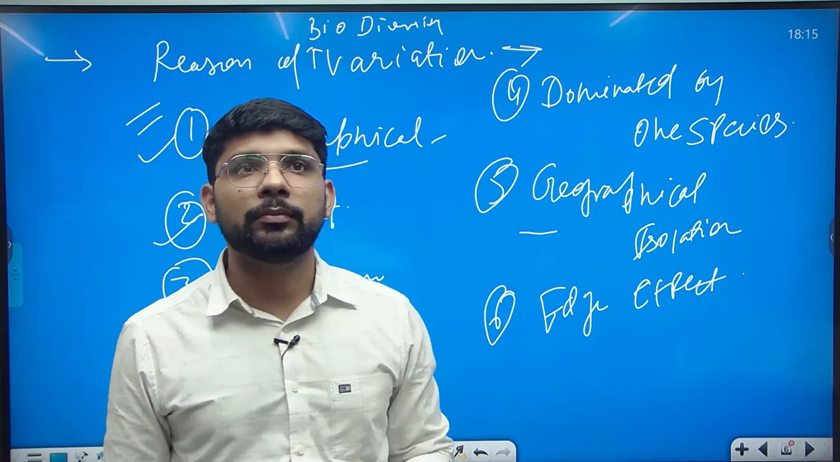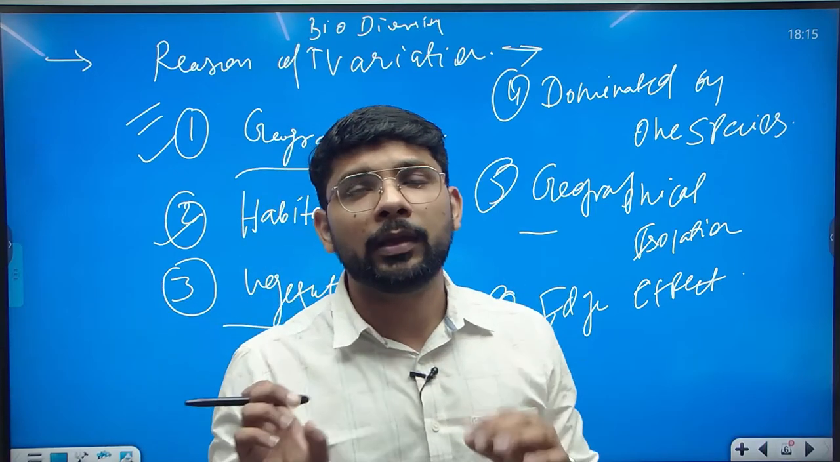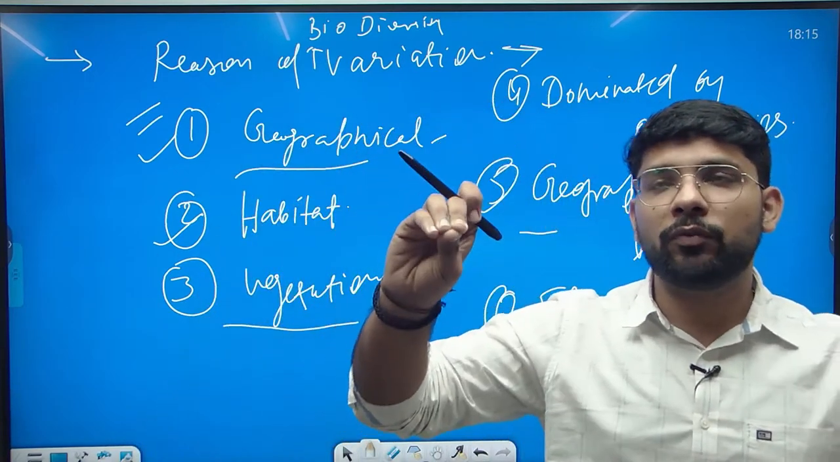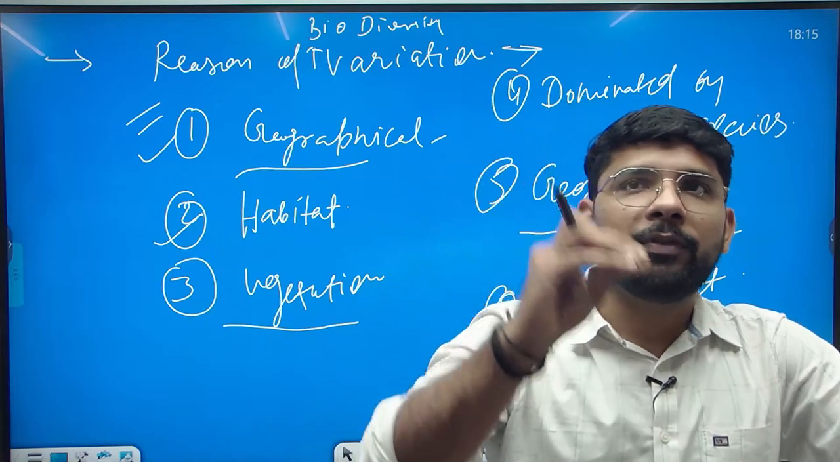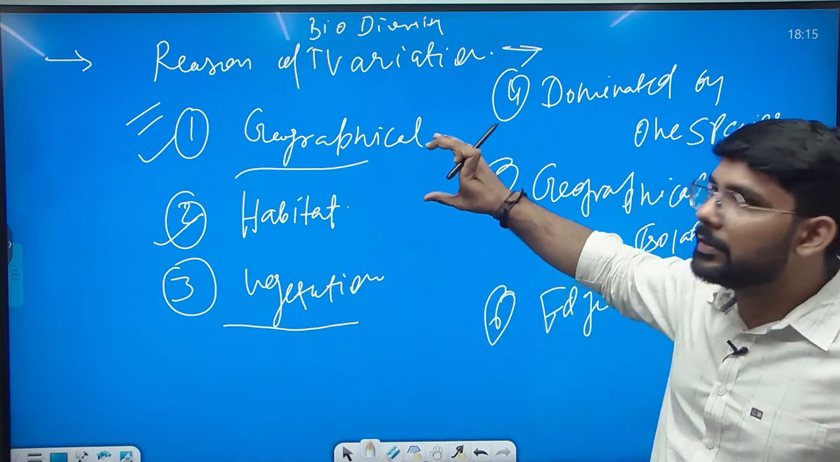geographical isolation and the age effects. These are some of the reasons which lead to the variation of the biodiversity in the different areas in the country. So after the introduction, we will write this in the brief part.